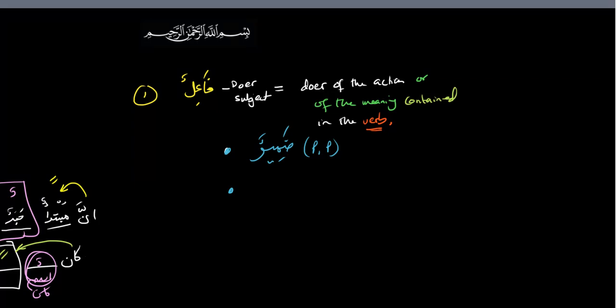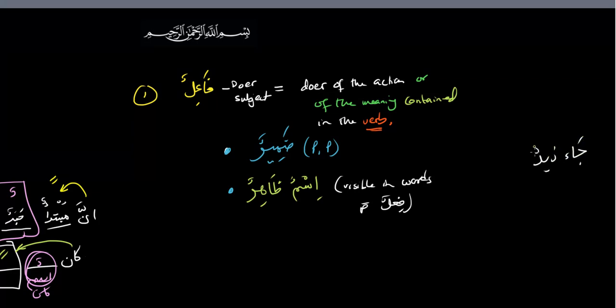Alright, so I'll put it like, or it can be visible. Ismun, name of a person. Ism zahir or something. Zahirun, okay. It could be a damir or ism zahir that is visible in words after the fi'l, okay. Fi'lun, okay. For example, you say ja'a zaydun. This is fi'l and this would be the fa'il, okay.